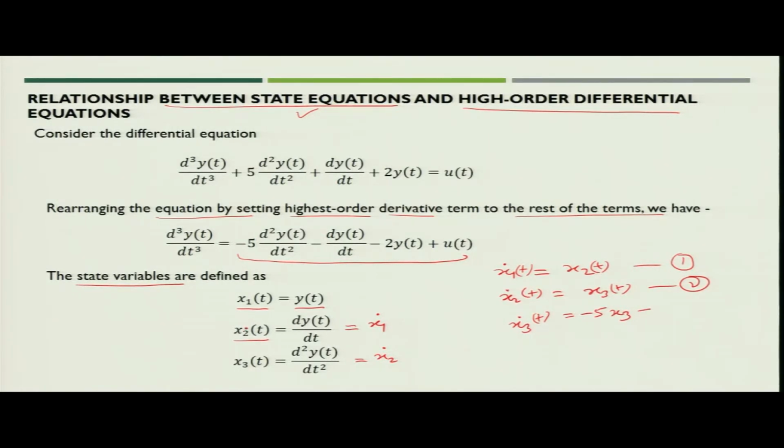What is dy by dt? dy by dt is equal to x2, and then minus 2y, 2y is nothing but minus of 2x1, then plus u t. So, this is the third equation you have got. So, these are the three equations which are nothing but the state equations, because the differential equation you have is now decomposed into the state equations. So, this you have got.